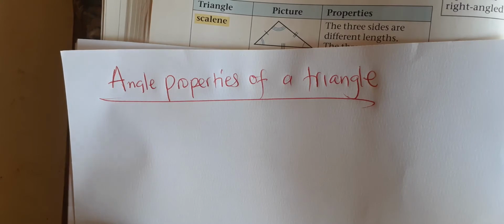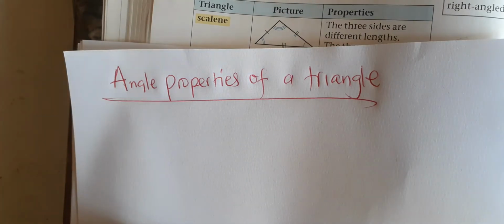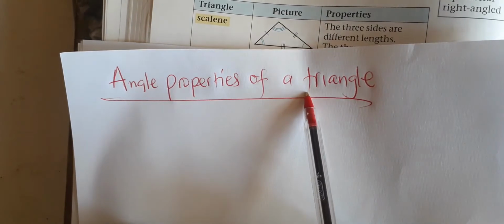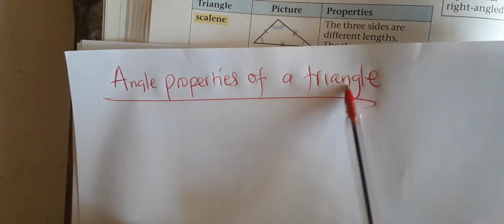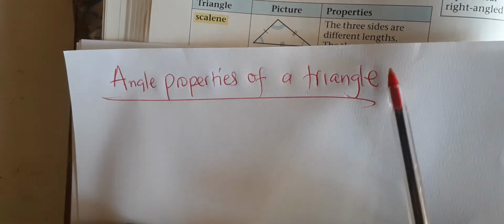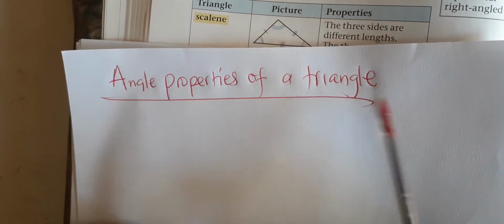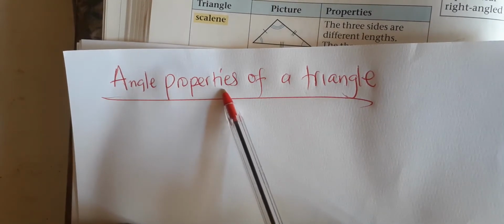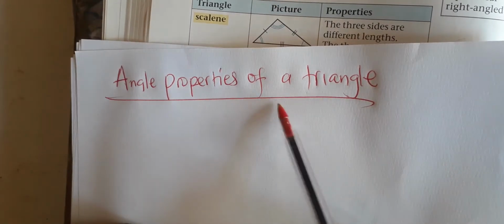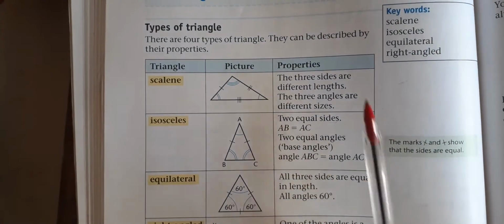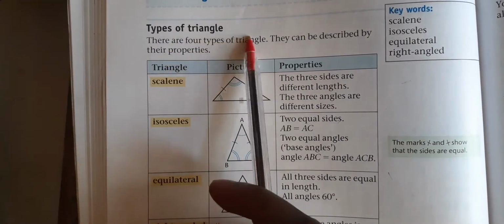Okay, so welcome to this lesson where we want to look at the angle properties of a triangle. A triangle is a three-sided polygon. First of all, we are going to look at the types of triangles. Okay, so here are the types of triangles.